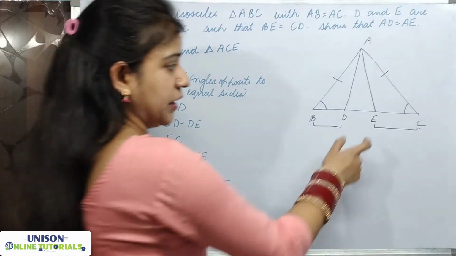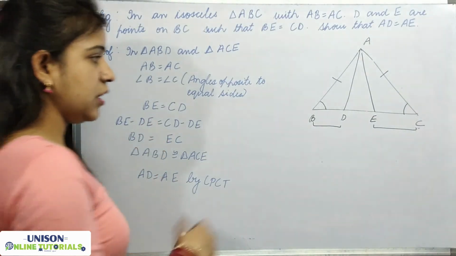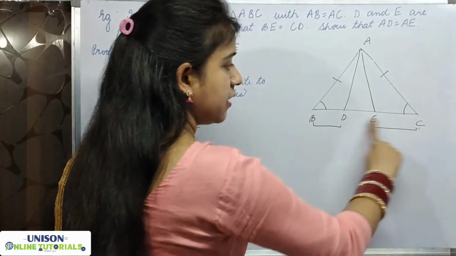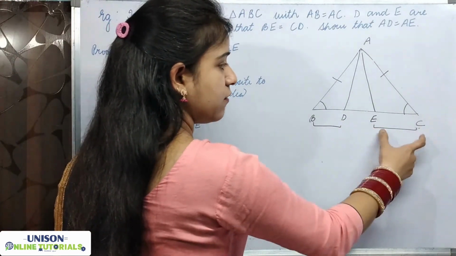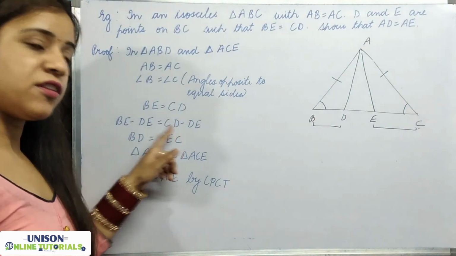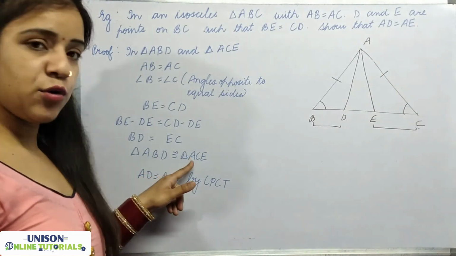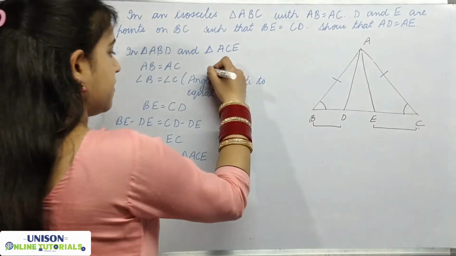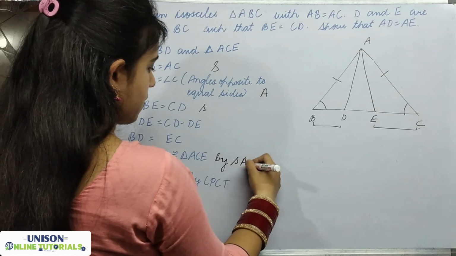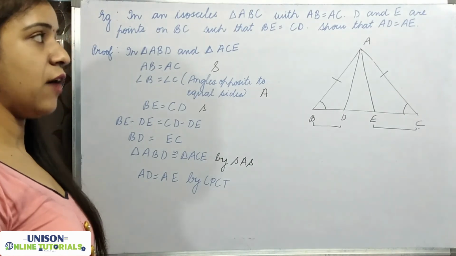If we subtract DE from both these sides, what do we get? BE minus DE gives BD, and CD minus this part gives CE. So BE equals CD, subtract DE from both the sides, we get BD equals EC. So triangle ABD is congruent to triangle ACE by the side angle side congruence rule, and by CPCT we can write AD equals AE, and this we have to prove.